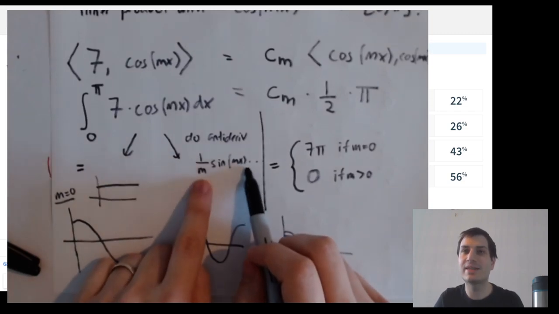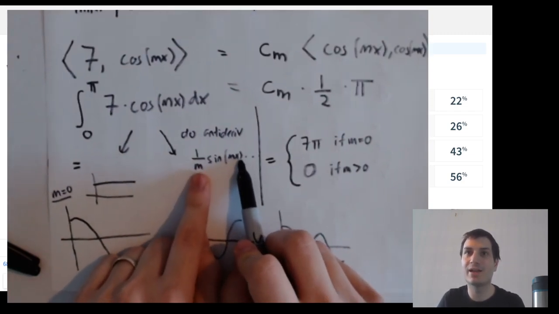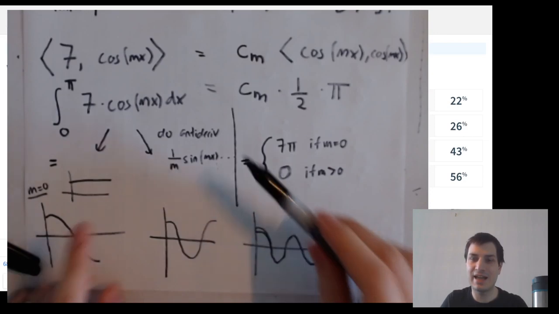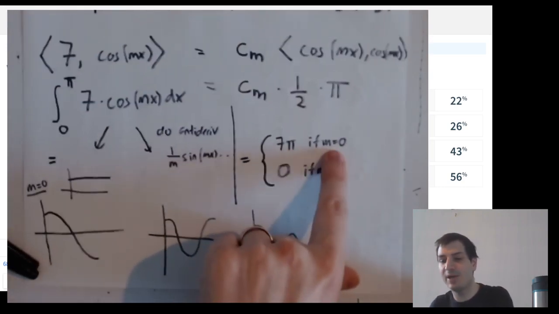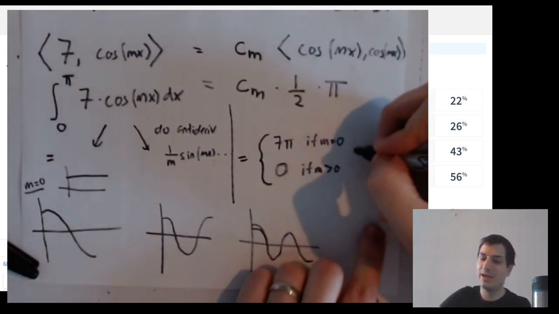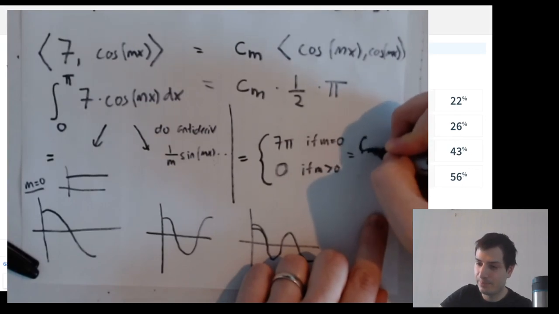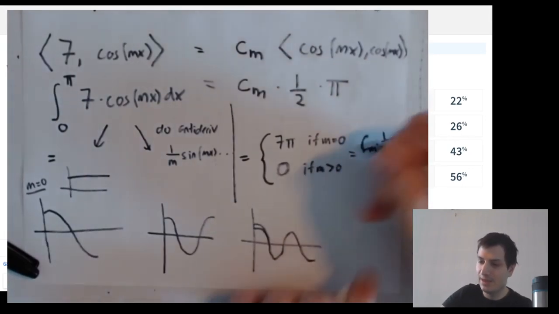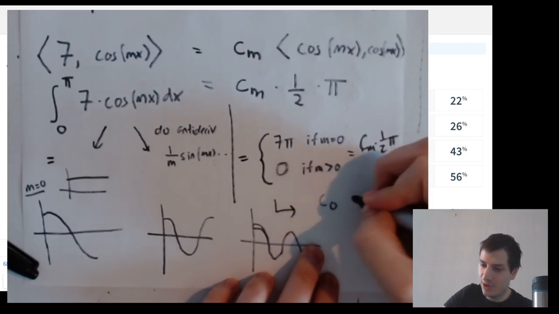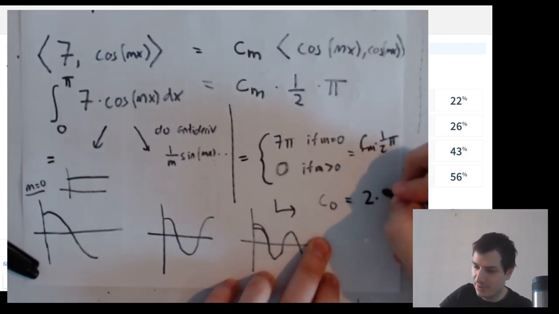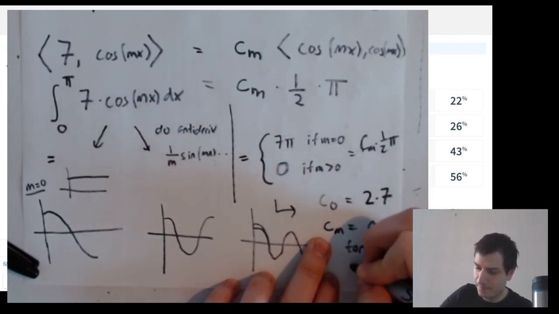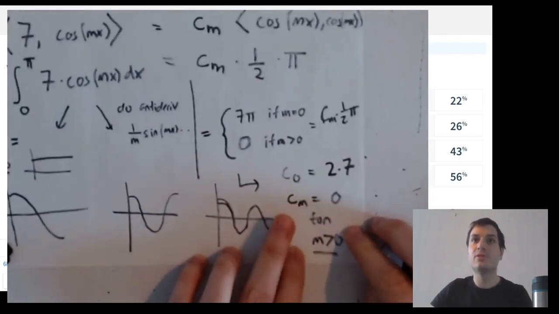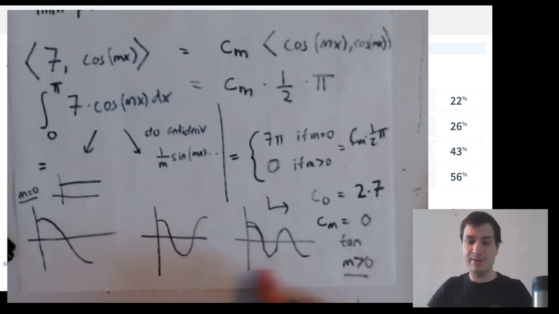If you want to do it the antiderivative way, I think you guys will prefer that way. But to me, it's always good to have this kind of check on what's going on. So that makes sense to me. That's 7 pi if m is 0, and 0 if m is bigger than 0. And that's equal to cm times 1 half times pi. And that means that c0 equals 2 times 7, and cm equals 0 for m bigger than 0.